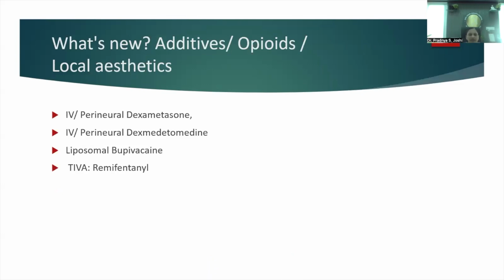So now let us discuss what is new in the additives, opioids and the local anesthetics. The perineural injections, that is the combination of local anesthetic with dexamethasone and dexmedetomidine, have been tried for all these shoulder blocks and proved to be good for the surgeries for analgesia as well as anesthesia. Liposomal bupivacaine is recently coming, and in TIVA, remifentanil will be a choice for the shoulder surgery.